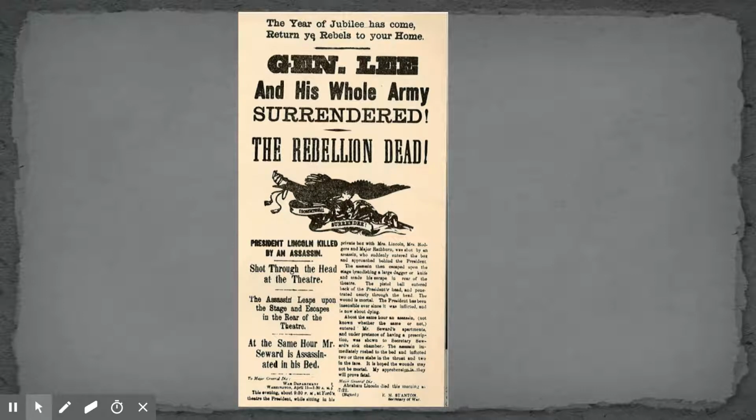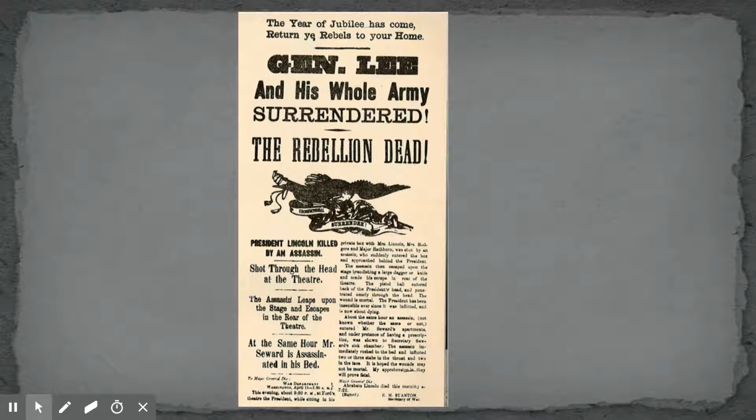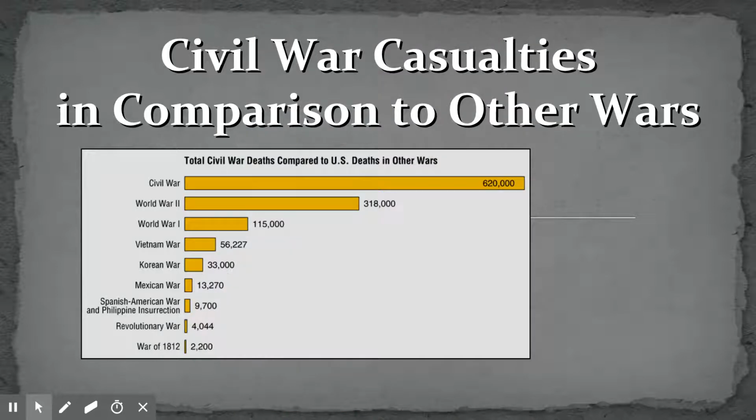Again, this comes from the Pioneer Press. Notice all of the different headlines. General Lee and his whole army surrendered, the rebellion dead. Despite just receiving this news, we also find out that President Lincoln is killed by an assassin. He's shot through the head. The assassin leaps upon the stage and escapes in the rear of the theater. So again, in Minnesota, because we don't have modern technology, we find out about the end of the war at the same time we're figuring out that the president has been assassinated.